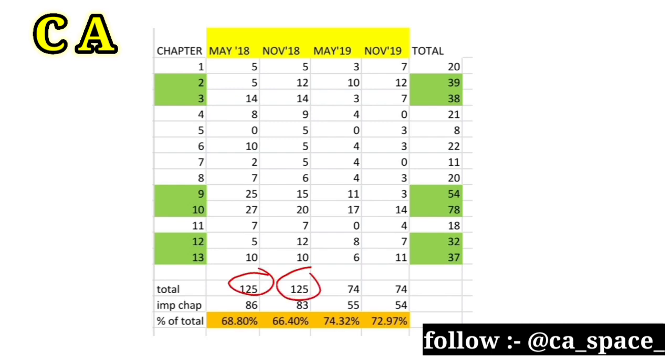Because in the May 18 and November 18 attempts you didn't have any objective paper, it was totally subjective. So for subjective, these 13 chapters came for 125 marks each.